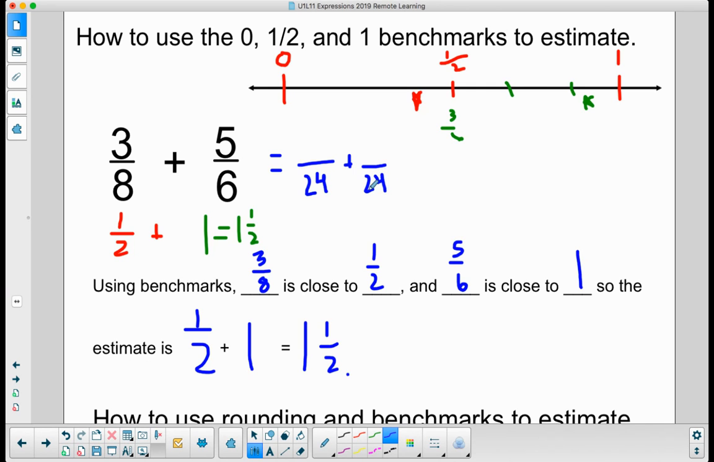Maybe you had to look on a multiplication chart. Think of my multiplier. What multiplied by 8 is 24? 3. So what fraction is equal to 1 that has thirds? 3/3 equals 1. So 3 multiplied by 3 is 9/24. What multiplied by 6 is 24 is 4. It takes 4/4 to make 1. 5 multiplied by 4 is 20.